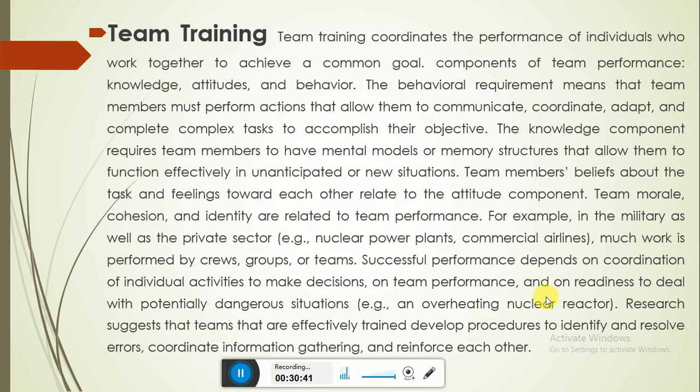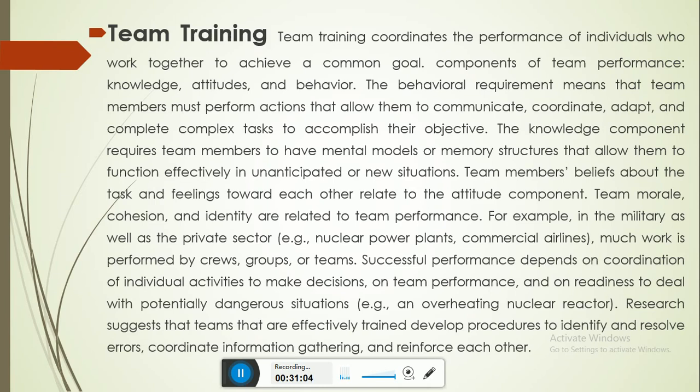If there is overheating, what will happen? The whole nuclear plant will be destroyed. As a team, what needs to happen? They need to work together, in order to control the situation and also to solve the issue. If one of them is not working properly, the whole plant might go.